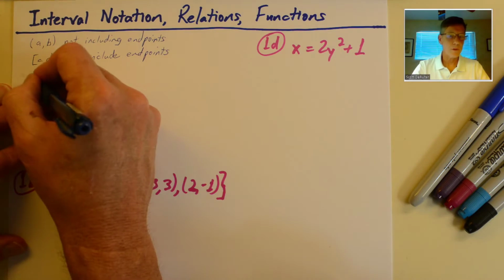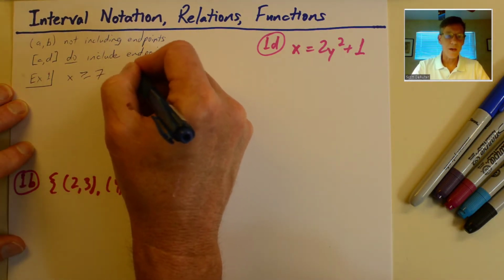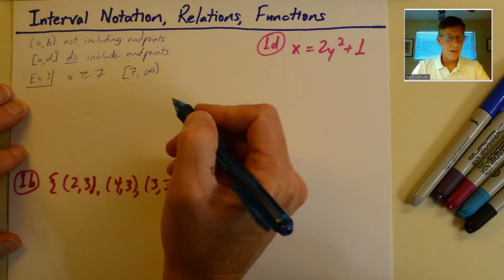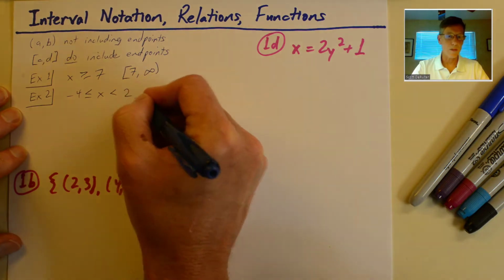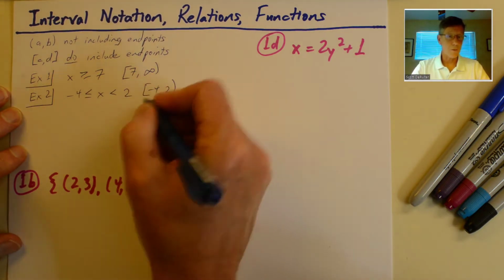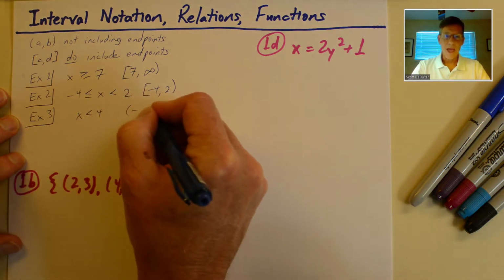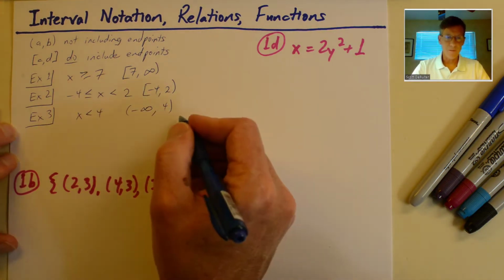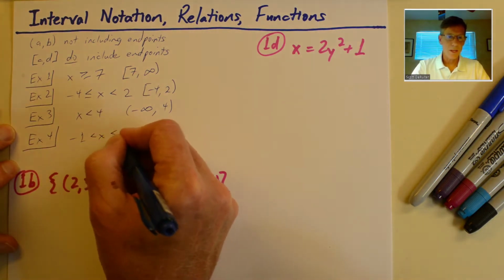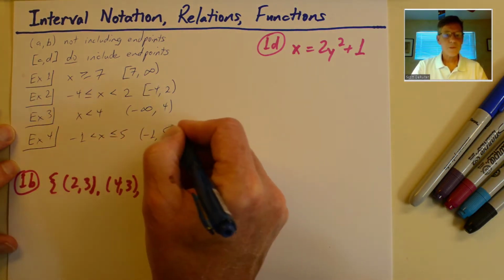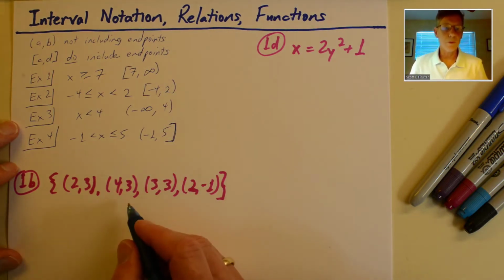So if we use some examples here, if we say x is greater than or equal to 7, we include the 7. And then infinity is not a symbol, so we don't include that, so it's parentheses. If we say negative 4 is less than or equal to x is less than 2, we include the negative 4, not the 2. We say x is less than 4, then it's negative infinity to 4. Don't include the negative infinity. We don't include the 4. And then negative 1 is less than x is less than or equal to 5. We don't include the negative 1. We do include the 5.